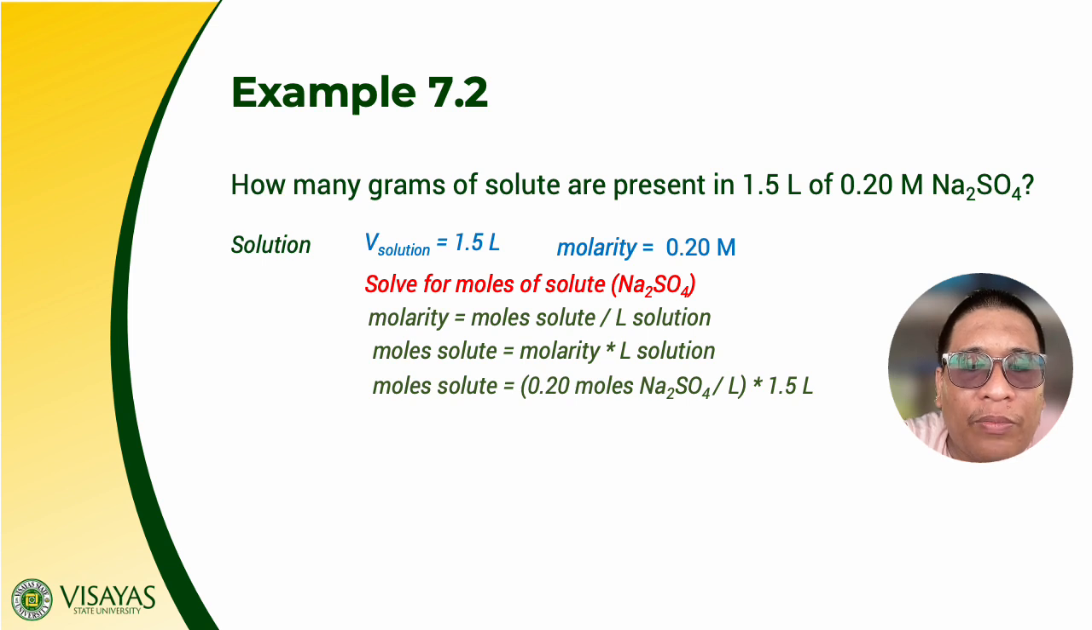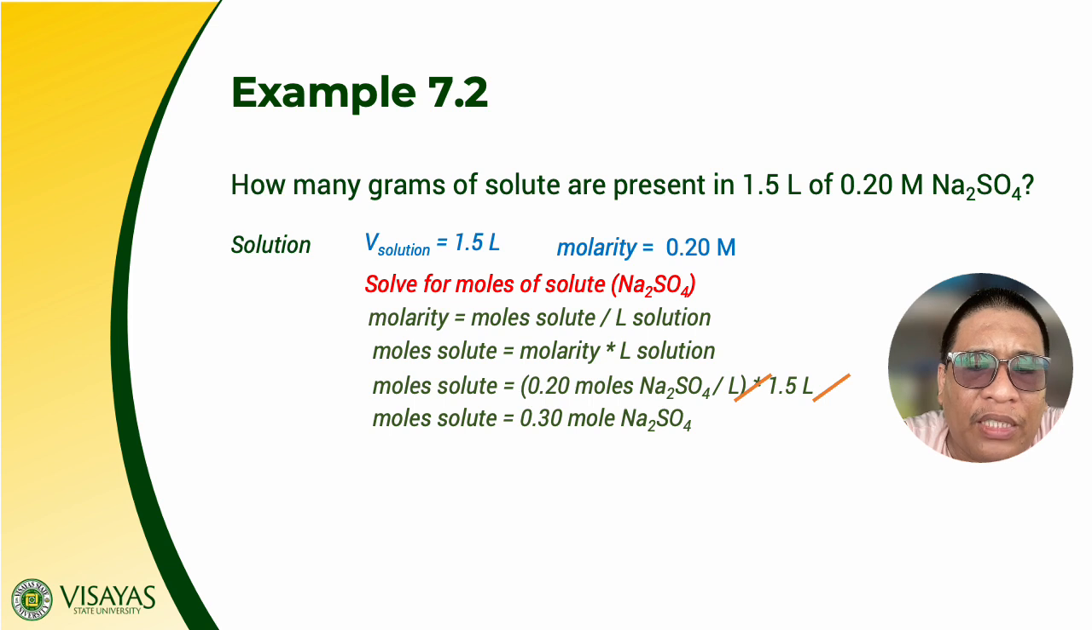So the molarity can be expanded as 0.2 moles of sodium sulfate per liter solution times 1.5 liters, so that we can cancel out the liter unit. What would remain would be the mole unit. So the result would be 0.30 mole of sodium sulfate.